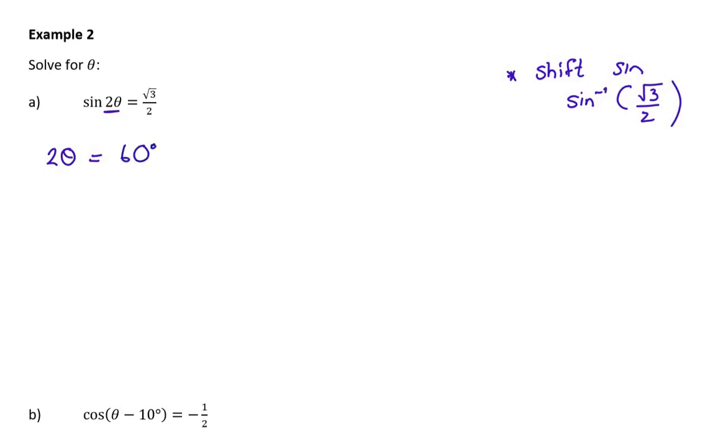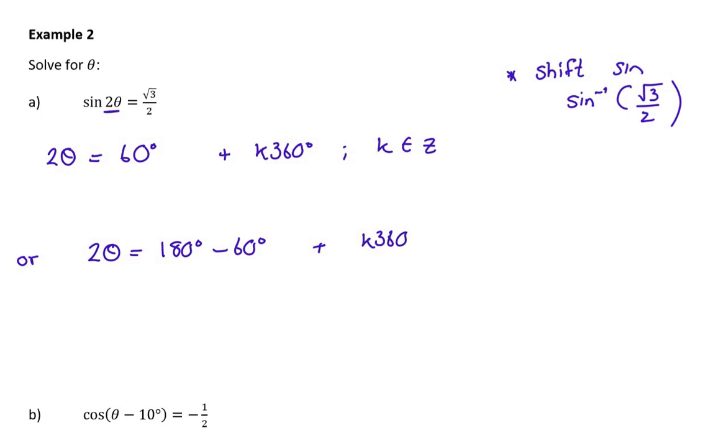Now, the moment you tell me that 2 theta equals 60, you should always say plus k 360. K is an element of integers. So the moment you write down what the solution is, you should write down its kind of entourage, the plus k 360 bit. Now, how do we work out the second solution for sine? We do 180 minus. So 2 theta equals 180 degrees minus 60 plus k 360. K is an element of integers. Now, I always set up both of those solutions first before I go and solve, and I'll show you why.